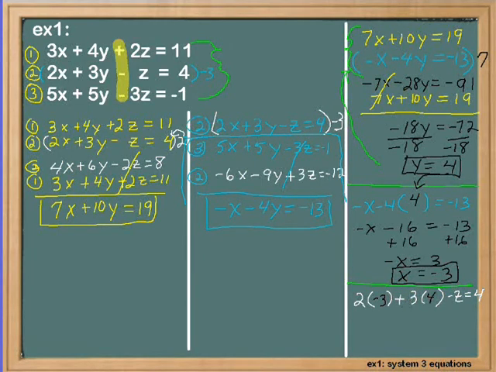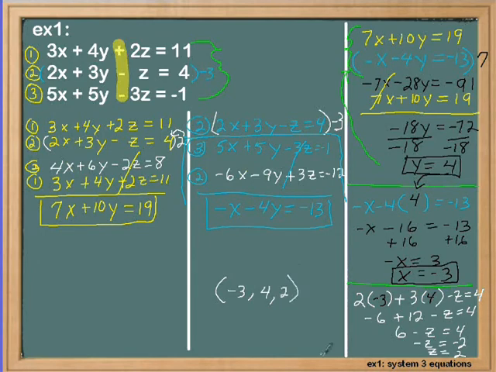And I'll go ahead and simply finish this off. Negative 6 plus 12 minus z equals 4. I think you'll find it useful to put that extra line through the z so you don't think of it as a 2. That can be confusing at times. And so z equals a positive 2. Present your ordered triple as negative 3, 4, and 2. And that is your ordered triple.